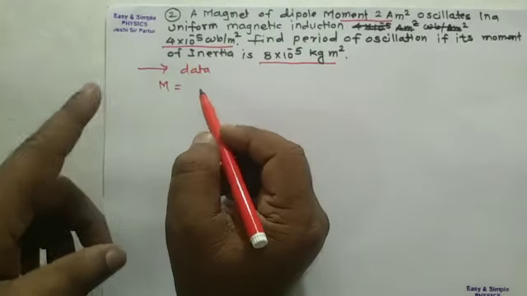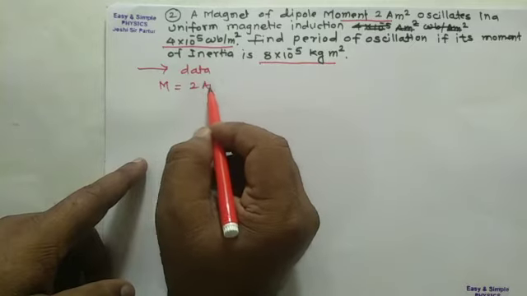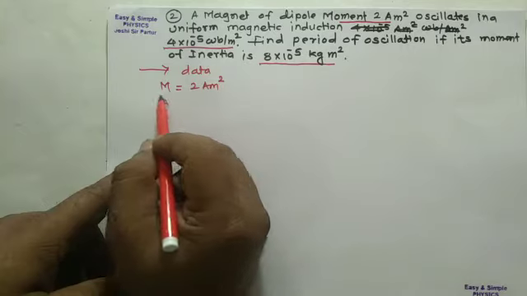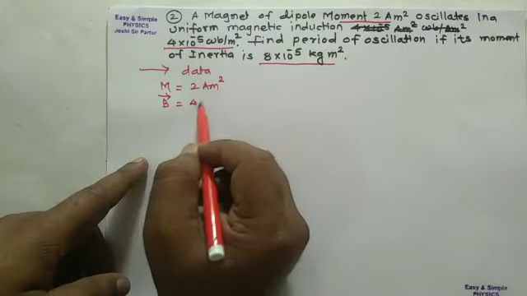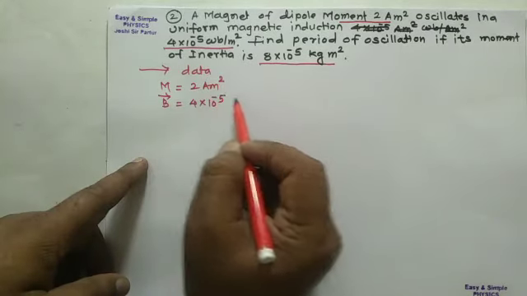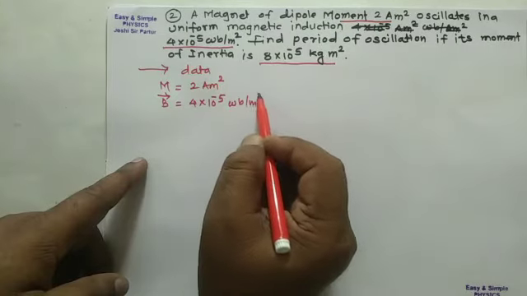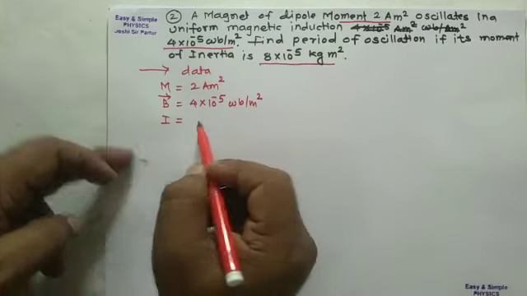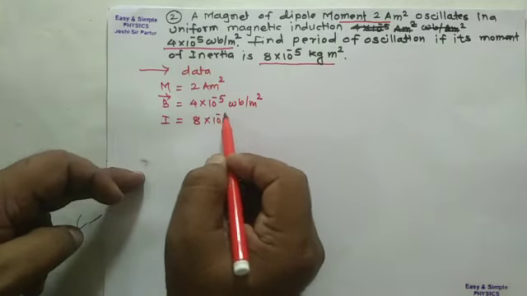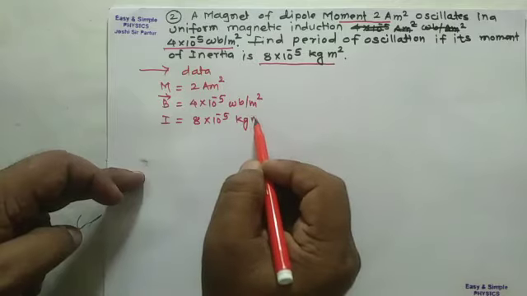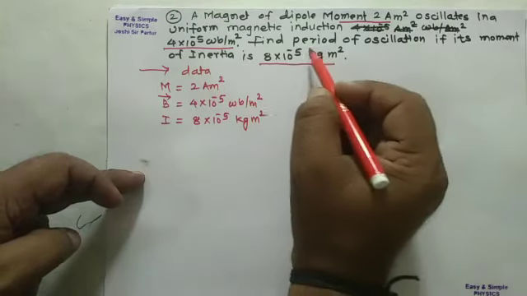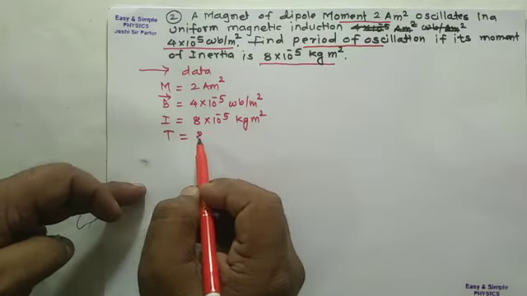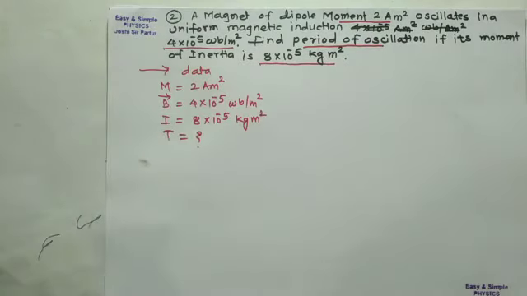Capital M, that is dipole moment, will be 2 ampere meter square. Again, magnetic induction B will be 4 into 10 to the power minus 5 Weber per meter square, and moment of inertia I will be 8 into 10 to the power minus 5 kg meter square. And first we can find out the period of oscillation, that means time period, capital T is equal to question mark.